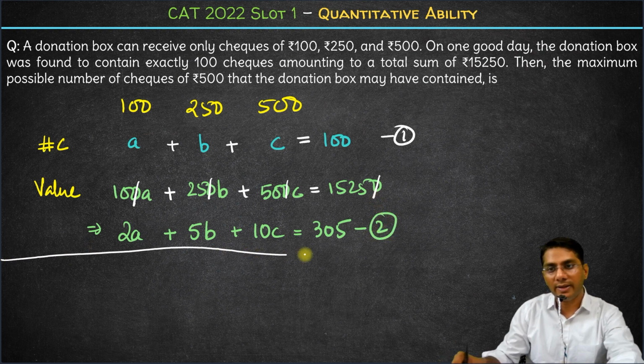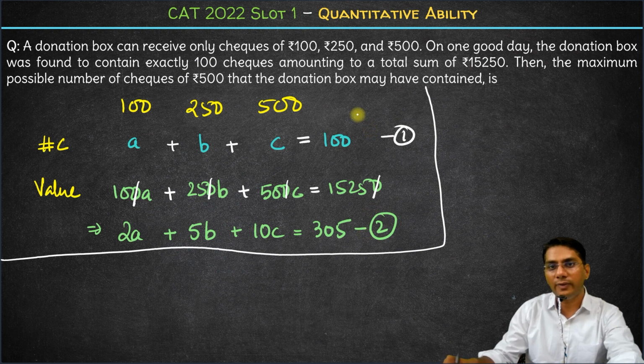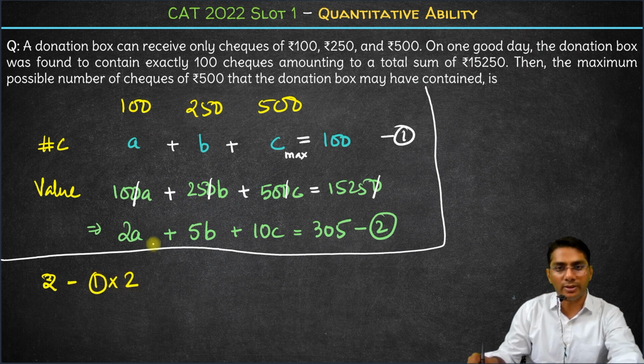Fine. Now we have these two equations, 1 and 2, and we need to figure out the maximum possible number of checks of 500. As in, we need to calculate the maximum value of C. So if we want to calculate the maximum value of C, let's solve these two. Let's eliminate A from here. So let's do one thing: second equation minus twice of first equation.